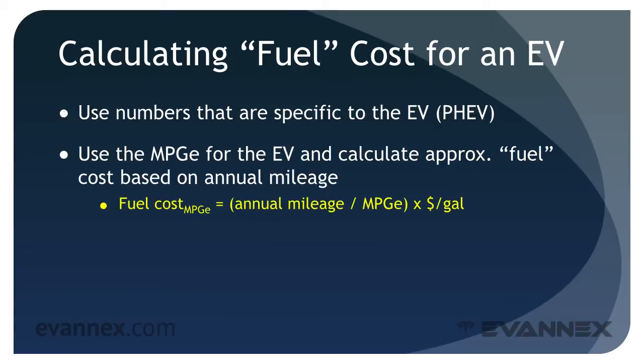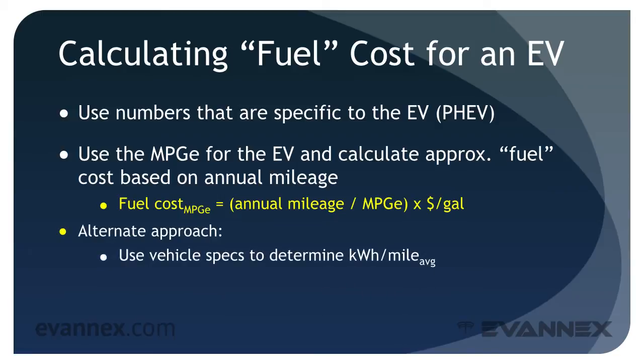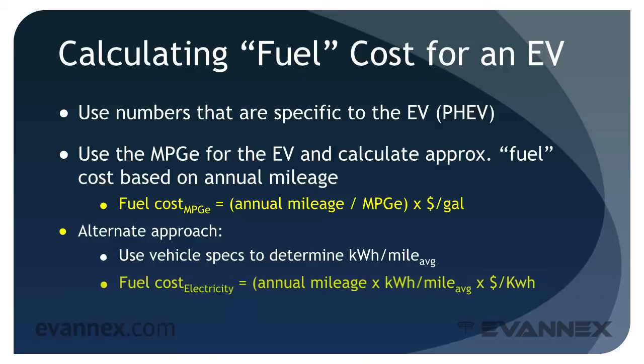An alternative approach is to use kilowatt hours per mile. That can be acquired from specs for your EV or from other online sources. Fuel cost can be calculated using the equation now shown on your screen in yellow by multiplying your annual mileage, the kilowatt hour per mile figure you obtain from your specs, and the electricity rate on your utility bill.